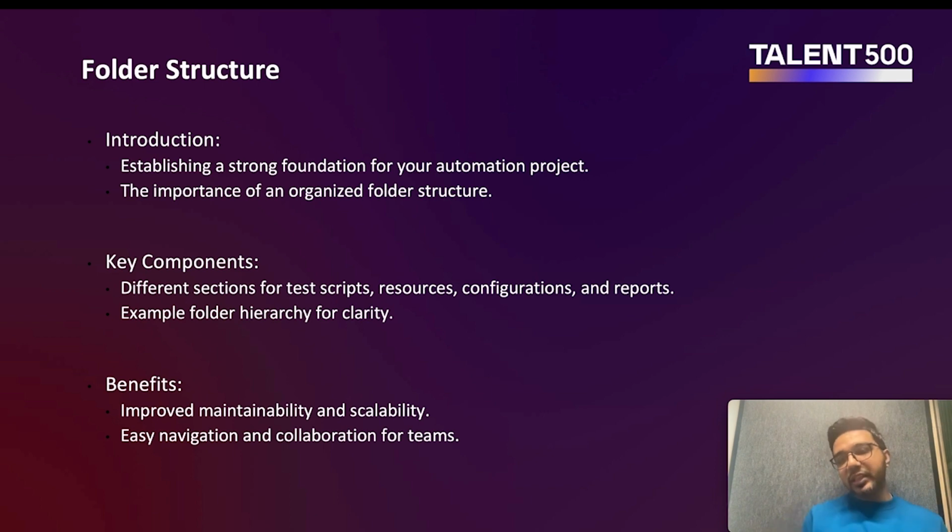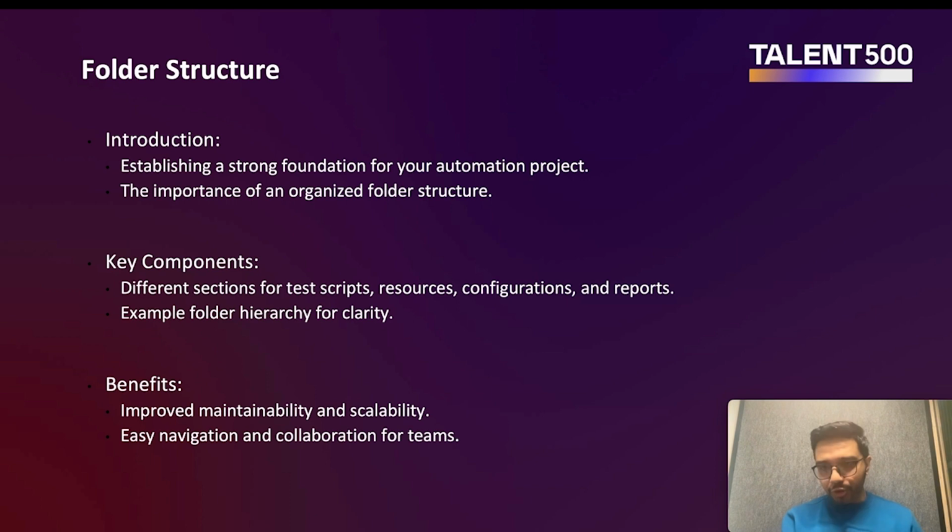The first thing you should focus on is folder structure. Before you design an automation framework, make sure you can visualize what kind of folder structure you are going to keep, so you establish a strong foundation for your automation project. I would suggest designing an image of it. You can use any tool, like a draw.io diagram. Draw.io is a good website. First design how you are going to make your folder structure.